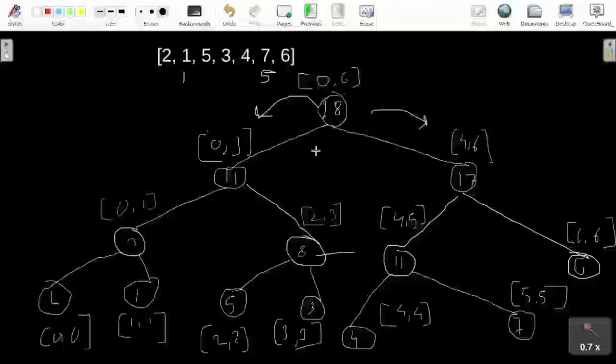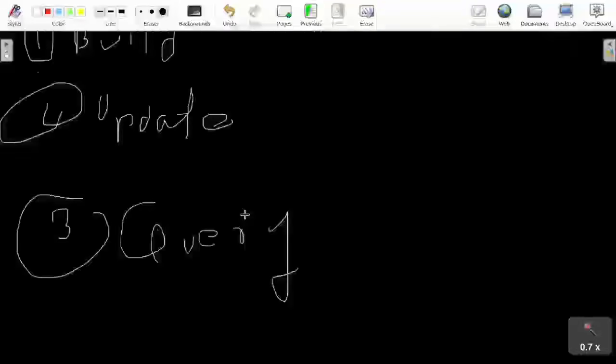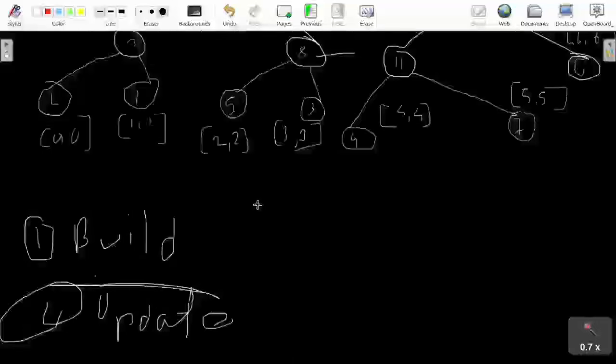What is a binary tree? A binary tree is a type of tree where each node has at most two children. Your node can have zero children, it can have one child, or it can have two children, but not more than that. Now, why binary tree? You will get it once I explain how a segment tree is built. And why is data stored in leaf nodes? So let's first understand how a segment tree is built.